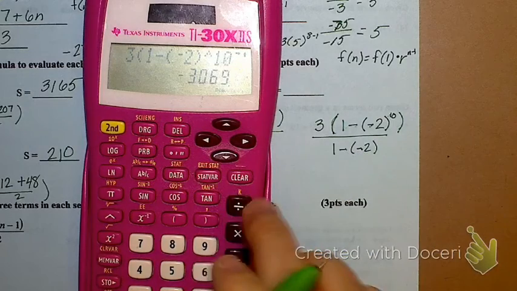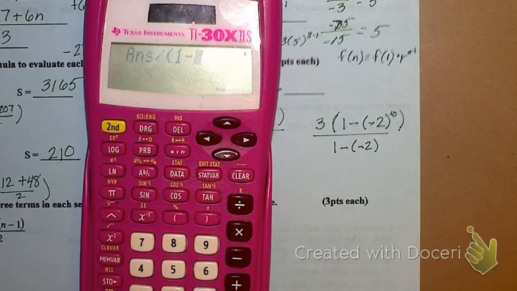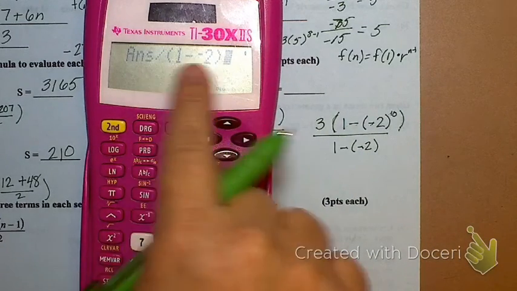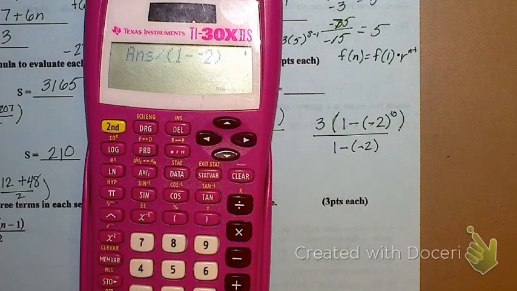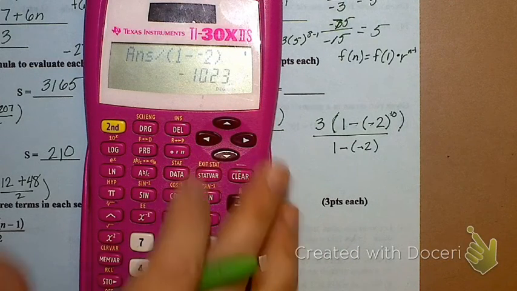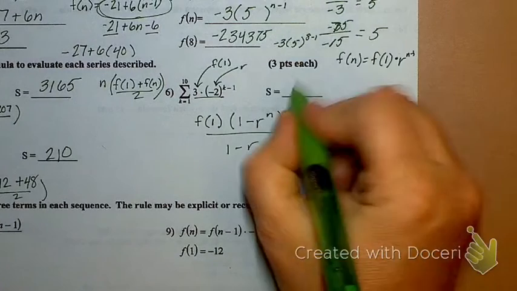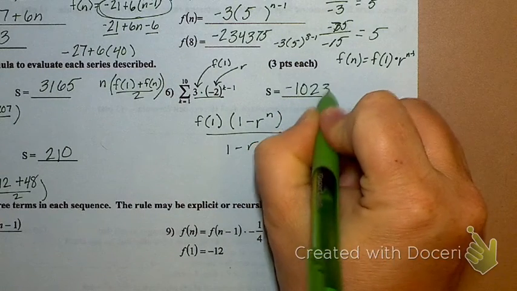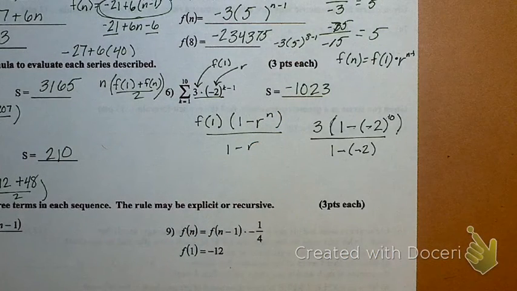What is 1 minus a negative 2? 3. I can put it in like that if I want to. I need to put parentheses right there so it'll calculate it as 3. And I get negative 1023. I got a lot of people that had negative 1025. Close.